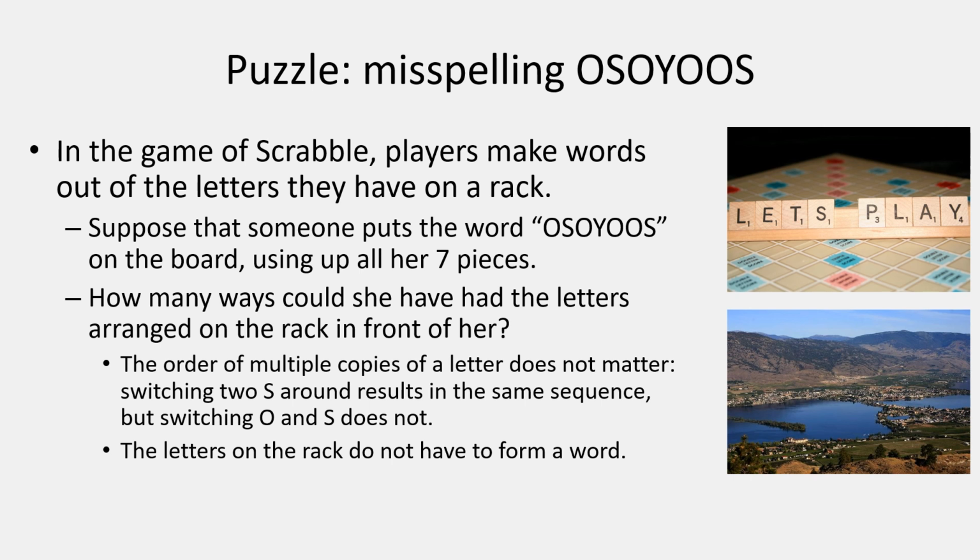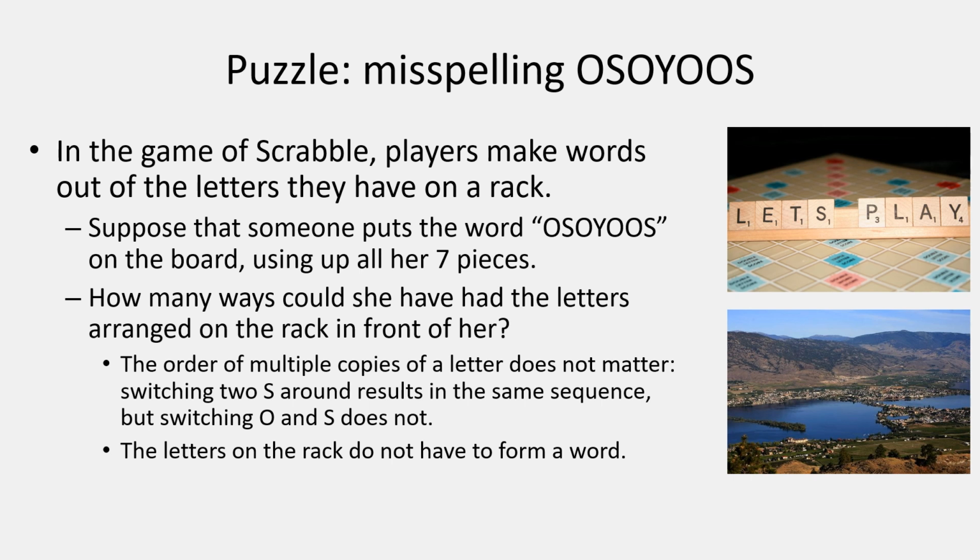So here's the puzzle for next time. Americans like to do this puzzle with the word Mississippi, but in Canada, let's pick something a little bit more Canadian. There is a town in BC called Osoyoos, spelled with 4 O's and 2 S's and a Y. And now imagine that you're playing a game of Scrabble and you have 7 pieces in front of you, and you realize that they make the word Osoyoos and you put it on the board.